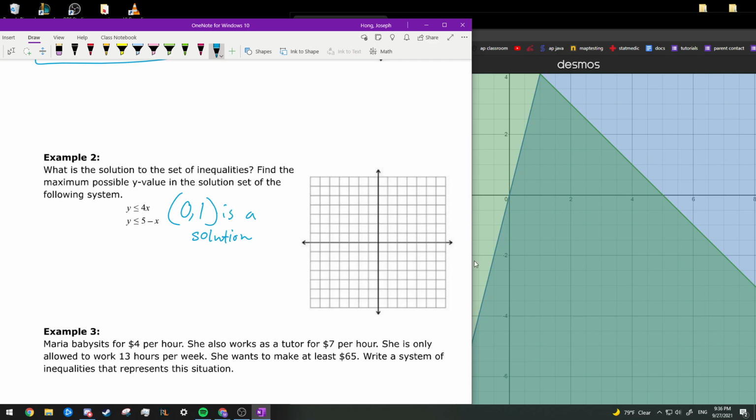So you should have graphed this on your graph. I'm going to draw mine very fast. It's going to be right here: 1, 2, 3, 4. Like this. So this is a solid line. This one's going to also be a solid line. So it's going to be plus 5: 1, 2, 3, 4, 5. And it's going to look like this.